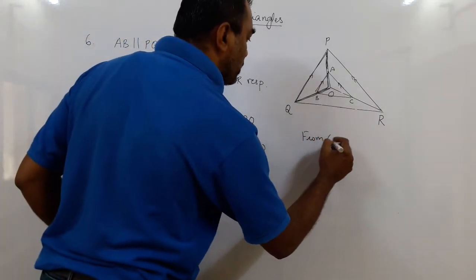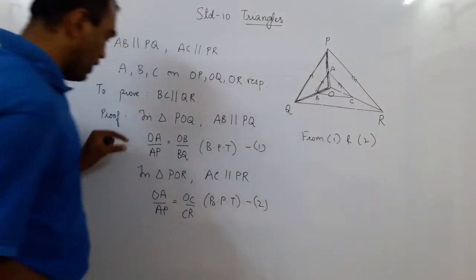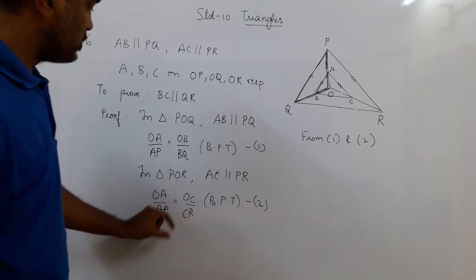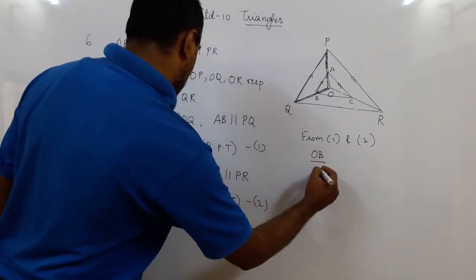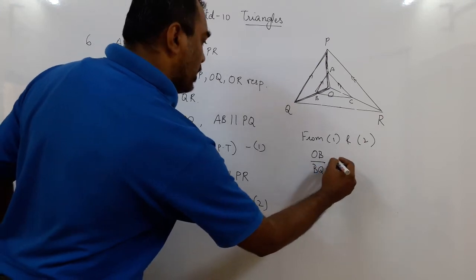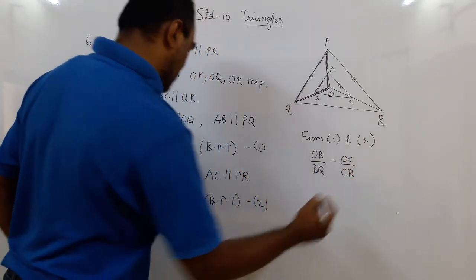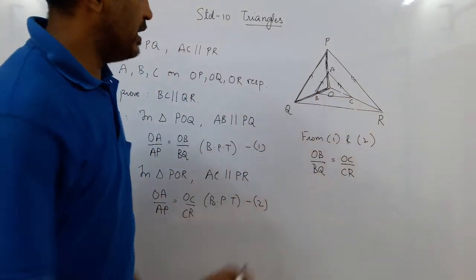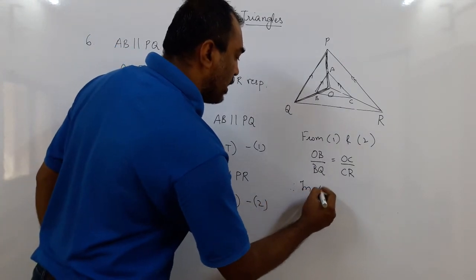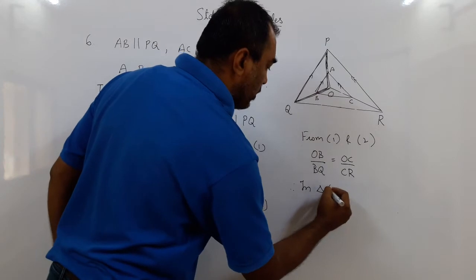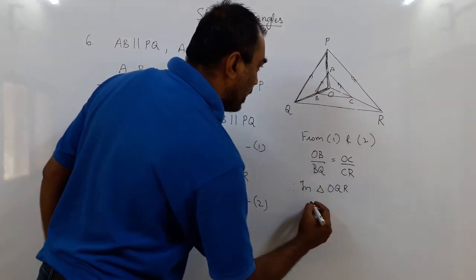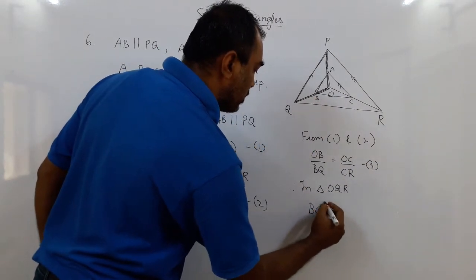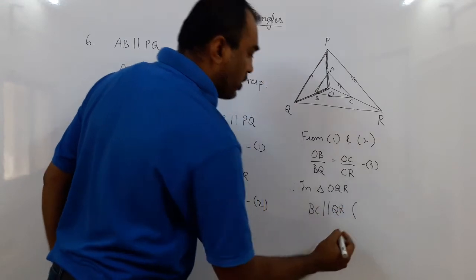So from result 1 and result 2, what do you have? OA upon AP equal to OB upon BQ, and OA upon AP equal to OC upon CR. So we have OB upon BQ equal to OC upon CR. Therefore, which triangle do I take now? Triangle OQR. In triangle OQR, because of this result 3, I have BC parallel to QR. What reason?